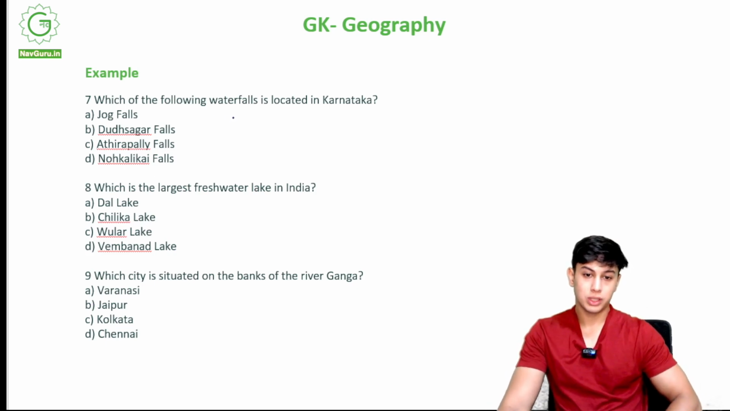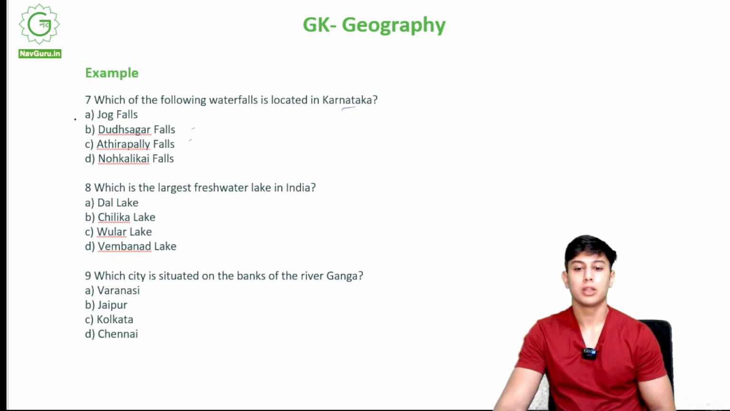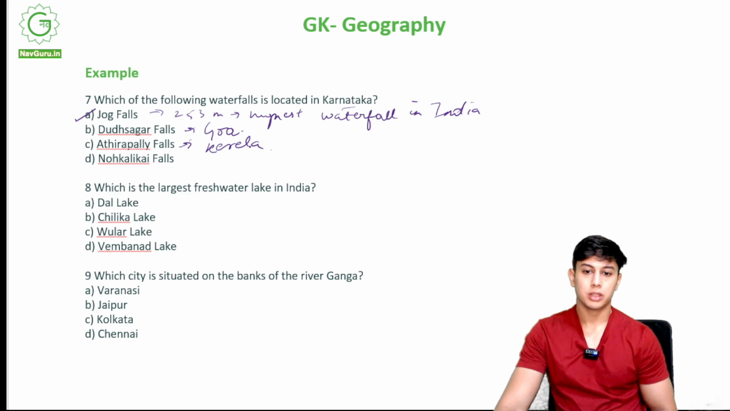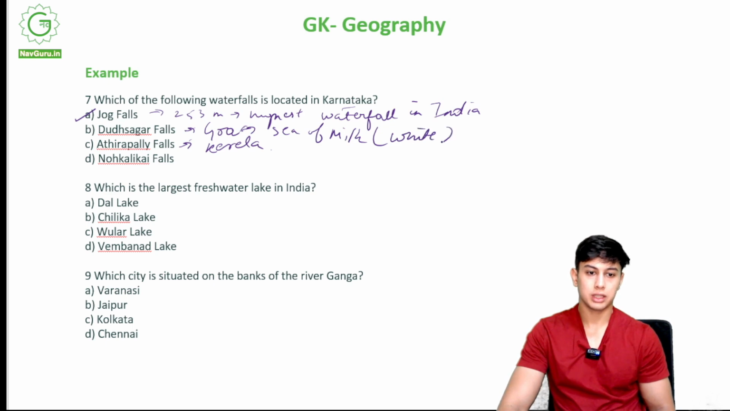Which of the following waterfalls is located in Karnataka? Jog Falls, Sagar Falls, Athirapalli Falls, or Nokalikai Falls? So it is A, Jog Falls. At a height of 253 meters, it is the highest waterfall in India. Sagar Falls is in Goa. Athirapalli Falls is in Kerala, I guess. Sagar Falls is also called the Sea of Milk, because it appears very white as it falls.